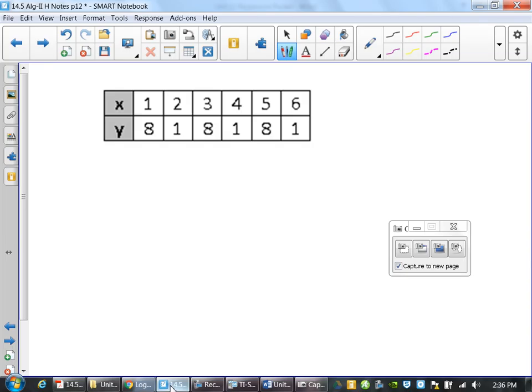Is this whole test calculator? Yes. Woo! Awesome.